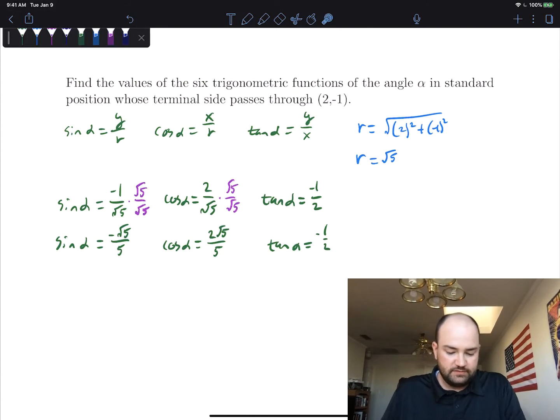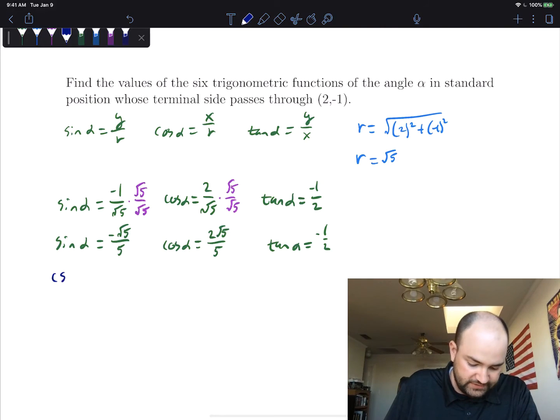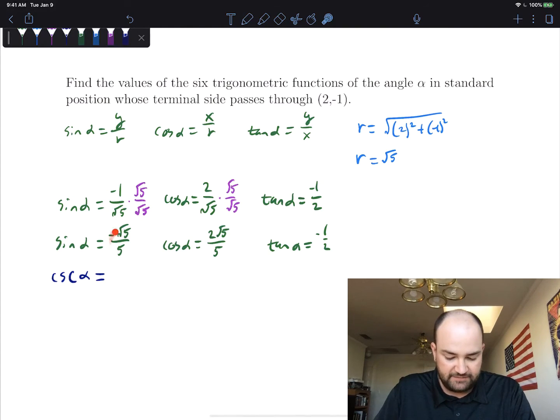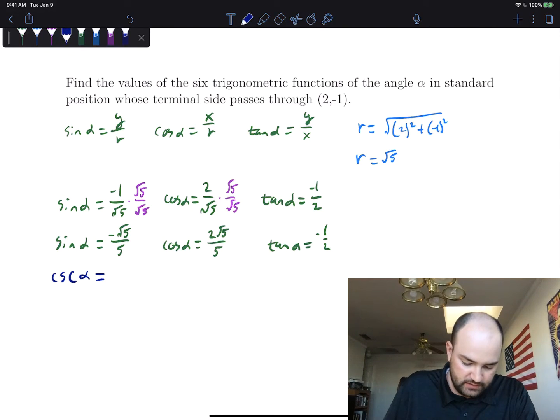So to do this, let's go ahead and start out with the reciprocal of sine, which would be cosecant, csc alpha. Now it's the reciprocal of sine, but if you did that, you'd get -5 over the square root of 5. But we can go back up here and realize that gives us square root of 5 over -1. And so square root of 5 over -1 is just negative square root of 5.